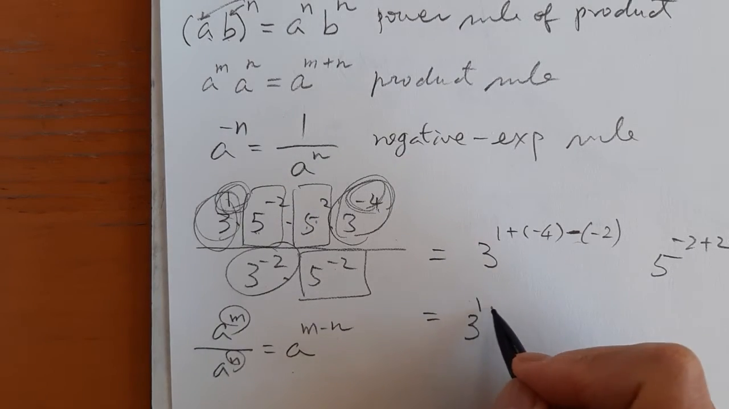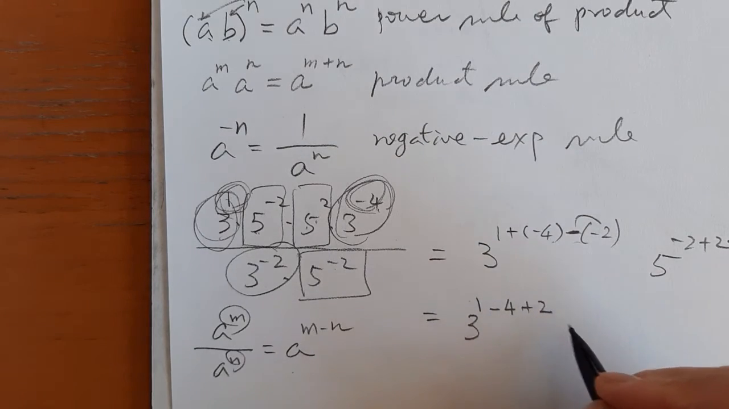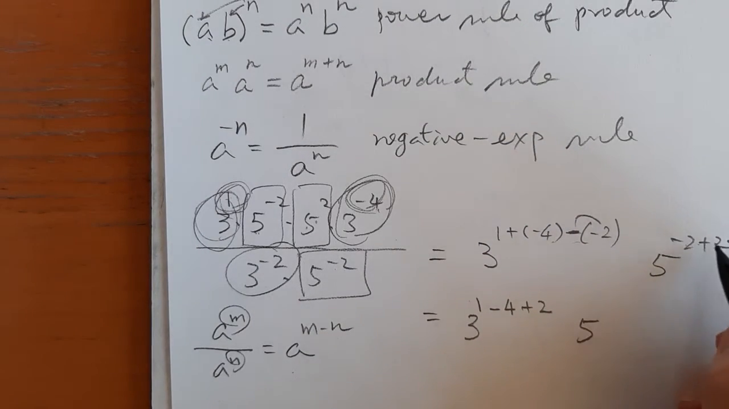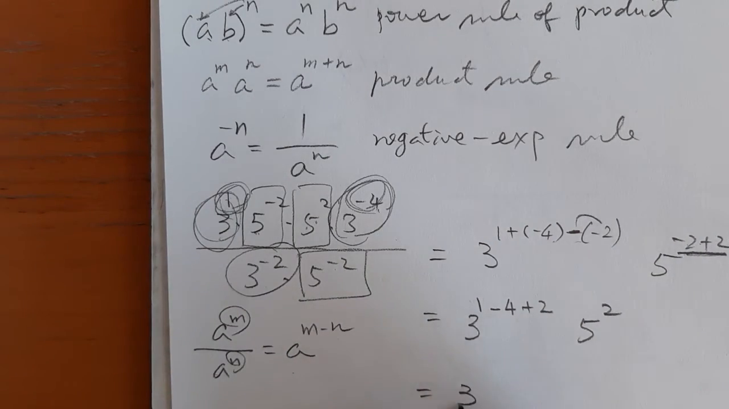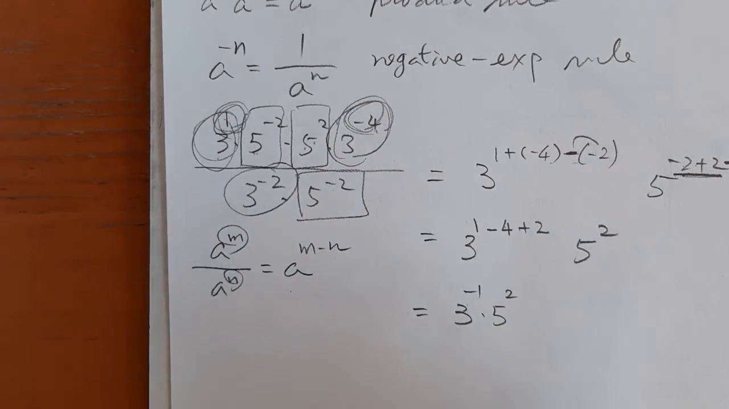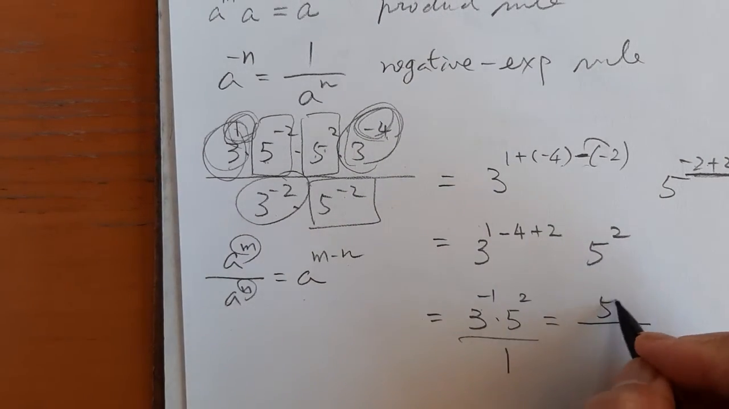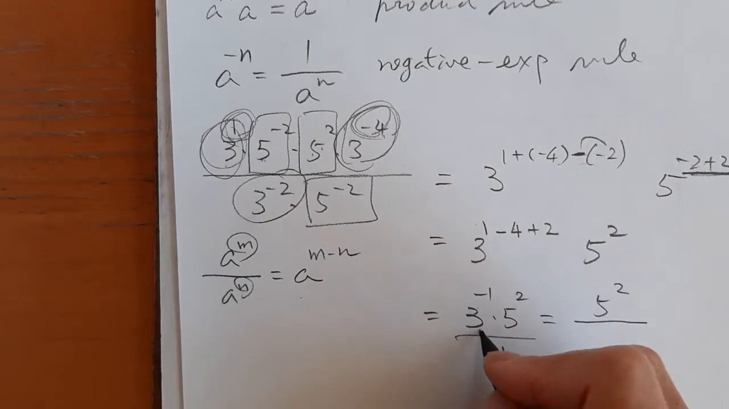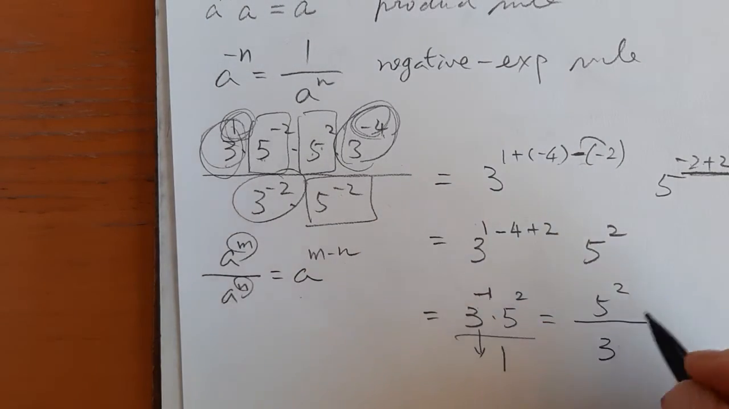3: 1 minus 4. Negative becomes plus 2. 5: negative 2 add negative 2 is 0. Negative becomes positive 2. Then this is 3 to the power 1 minus 4 is negative 3. Add 2 is negative 1. 5 squared. And then you bring 5, and this is our numerator, so it's 5 squared still on top. And this brings down to the denominator, change negative 1 to positive 1.